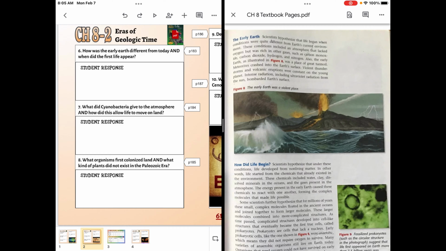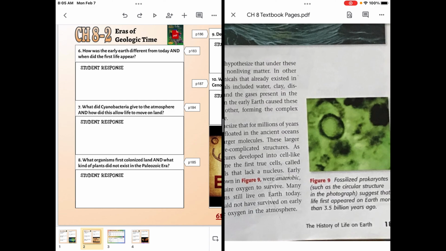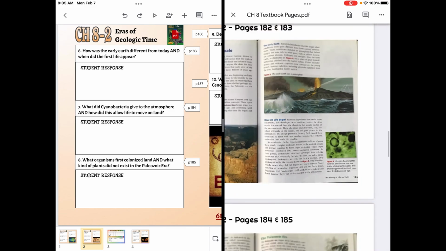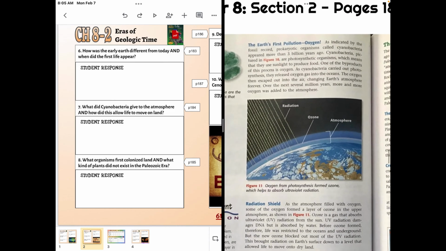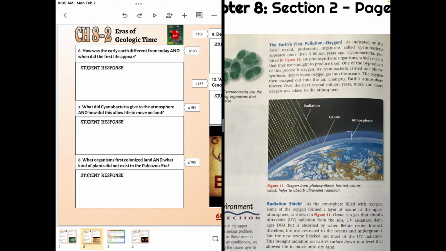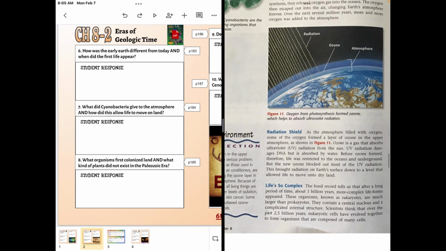Question 7, cyanobacteria, what did they give to the atmosphere? Well, here they are, some of the first forms of life. And here's what they're giving to the atmosphere. And how did this let life move on land? Well, the picture is trying to show you something critical that needed to happen for life to live on land.